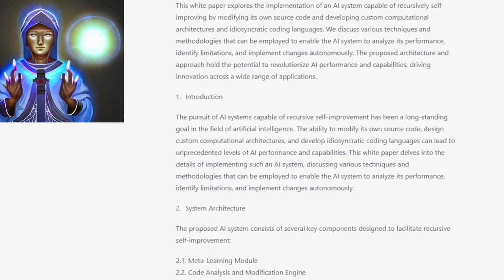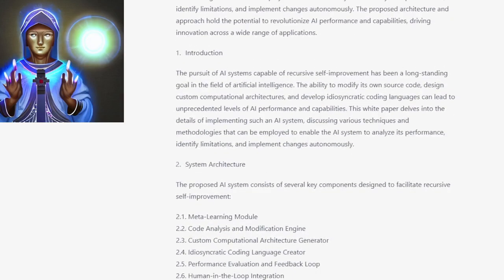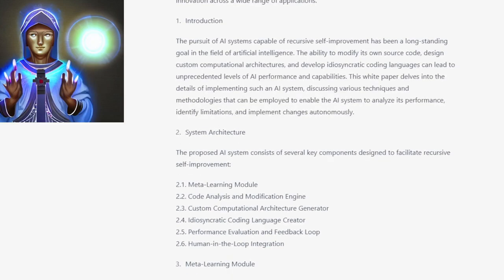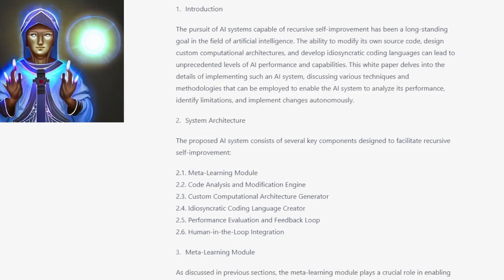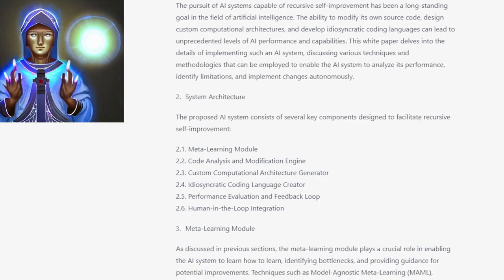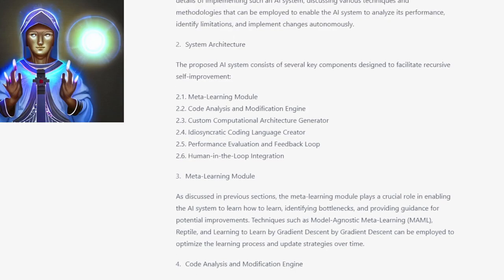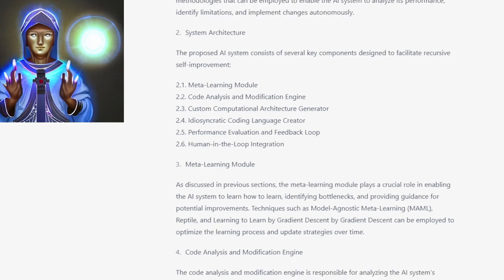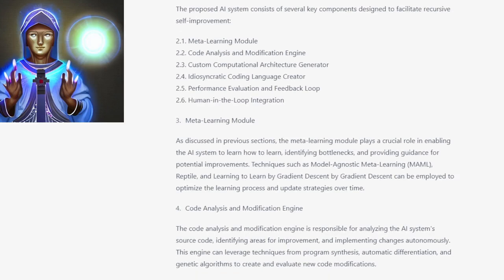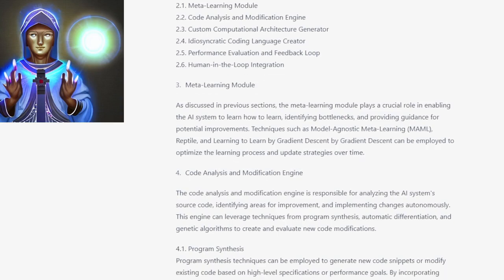Introduction. The pursuit of AI systems capable of recursive self-improvement has been a long-standing goal in the field of artificial intelligence. The ability to modify its own source code, design custom computational architectures, and develop idiosyncratic coding languages can lead to unprecedented levels of AI performance and capabilities. This white paper delves into the details of implementing such an AI system, discussing various techniques and methodologies that can be employed to enable the AI system to analyze its performance, identify limitations, and implement changes autonomously.